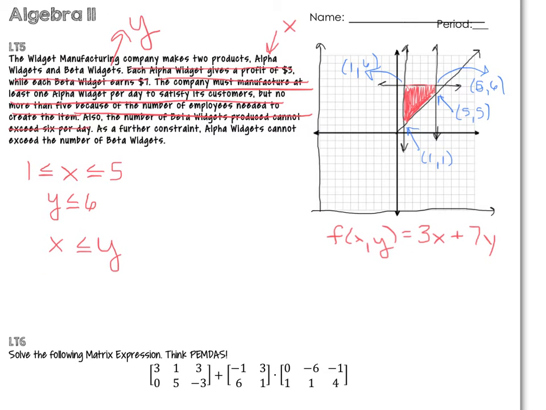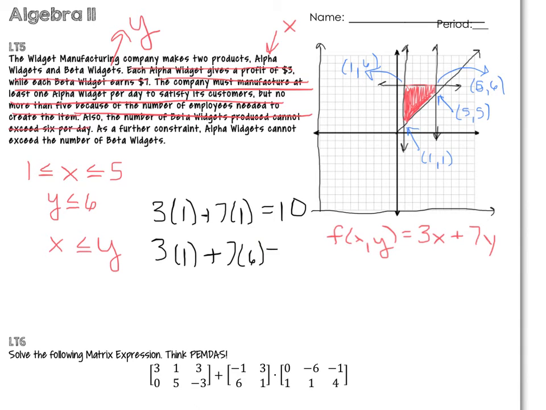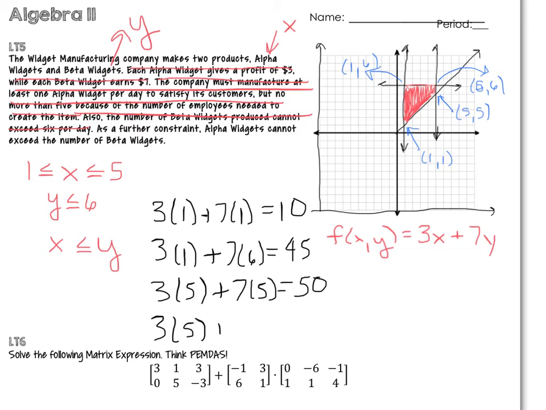So we start off with 1, 1. 3 times 1 plus 7 times 1 gets us 10. Next, if we do 3 times 1 plus 7 times 6, that gets us 45. 3 times 5 plus 7 times 5, that gets us 50. And lastly, 3 times 5 plus 7 times 6 gets us $57, okay?